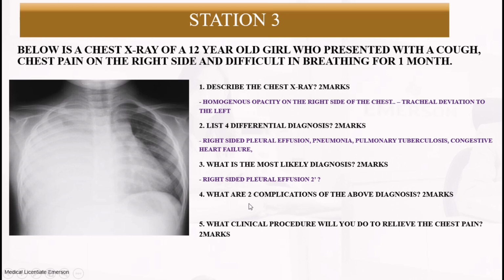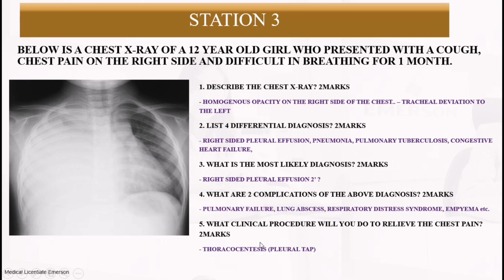Then what are the two complications of the above diagnosis? So we can have pulmonary failure, lung abscess, respiratory distress syndrome, empyema, and of course others. Then what clinical procedure would we do? So we can do a thoracocentesis, or we can just say pleural tap.